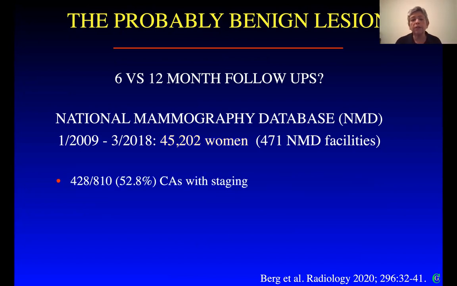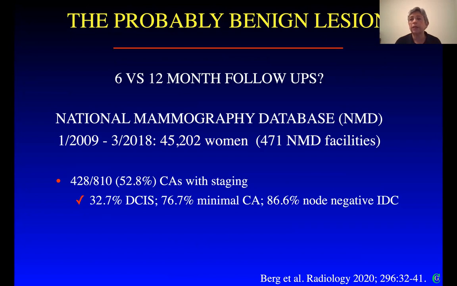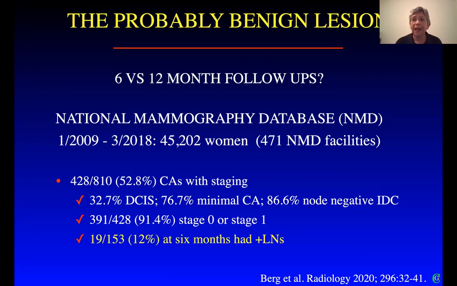If we look a little bit more into the staging, unfortunately, they only had staging on about half of the patients that were diagnosed with cancer. So they had staging in 428 of 810 patients. And in this, they had almost 33% DCISs. They had almost 77% minimal cancers, and almost 87% were node negative invasive ductal carcinomas. 391 of the 428, in other words, 91% of the patients had stage zero or stage one disease. But interestingly enough, 19 of the 153 women, or 12%, diagnosed at 6 months had positive lymph nodes.